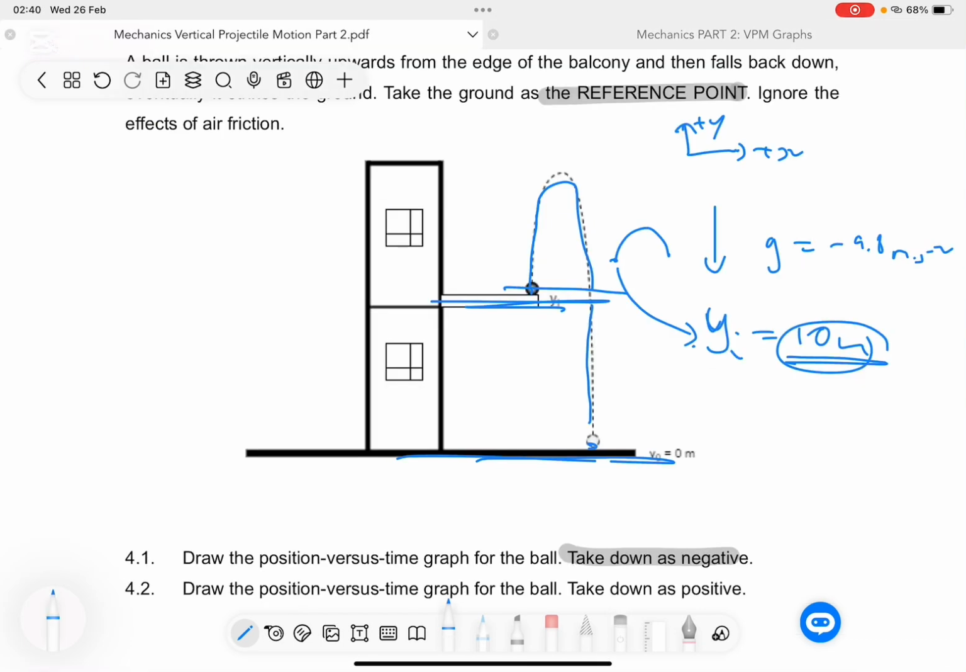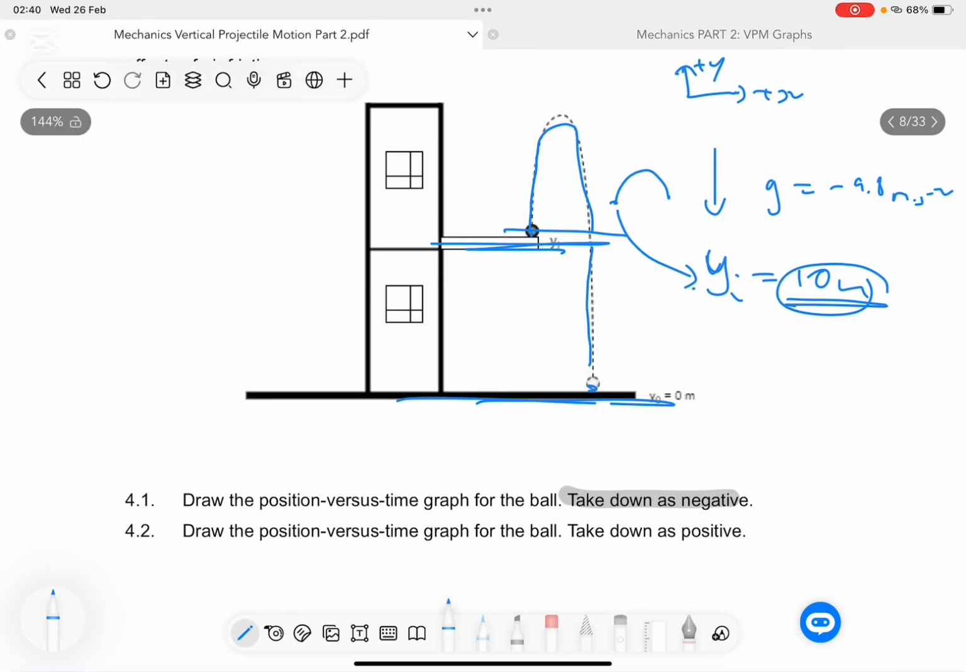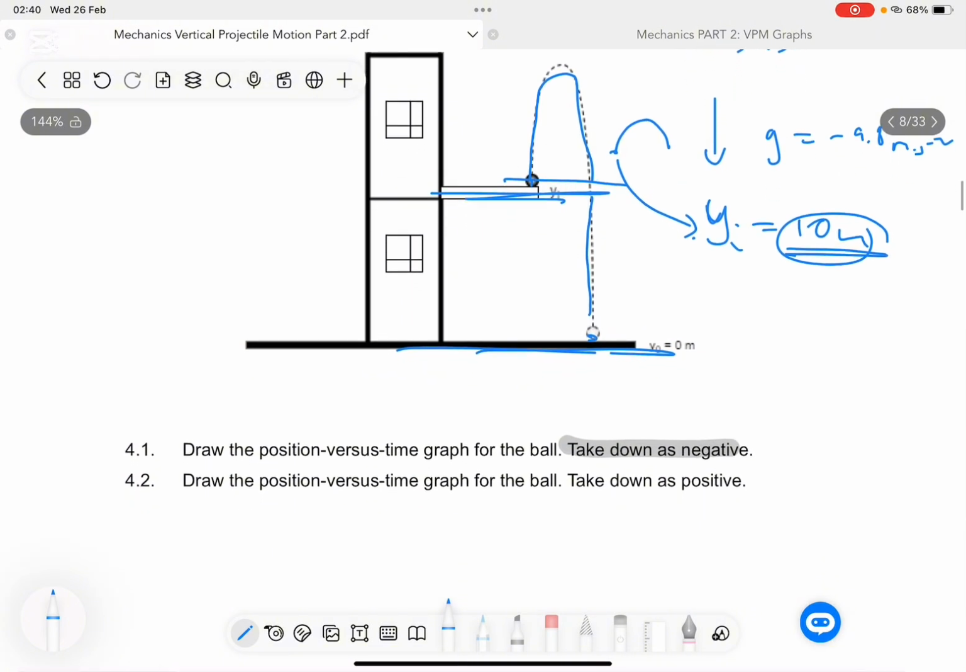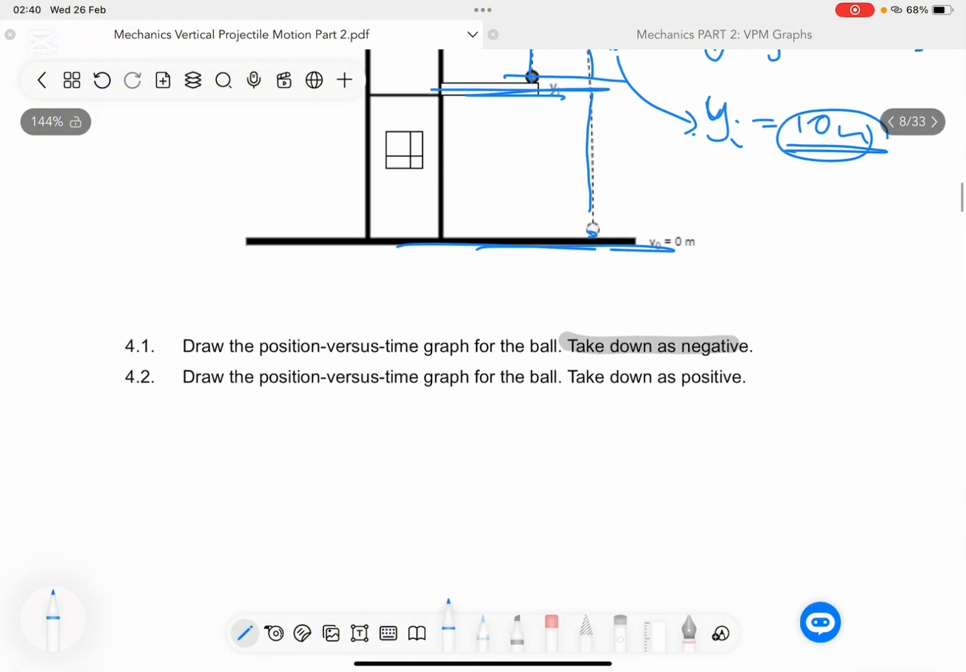Again, in question 4.2, I'll give you a chance to practice this method by doing the same graph, but when you choose down as positive in this case.